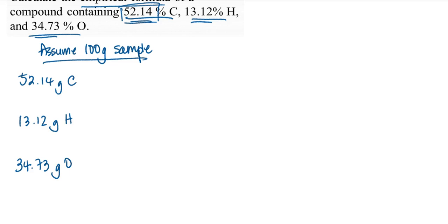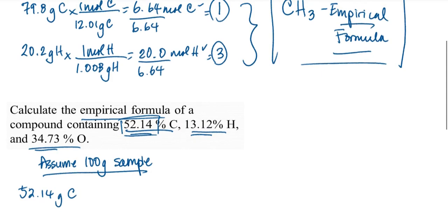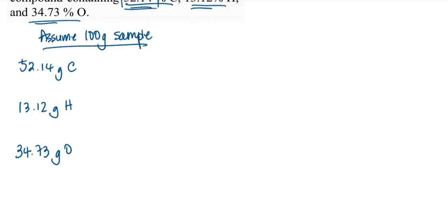And so I'm going to go ahead and do what I did in this first example that I showed you at the top of the slide. I'm going to convert to moles using the molar mass of each of the elements. And so starting with the 52.14 grams of carbon, I'm going to use the molar mass of carbon. So that would mean I would take 52.14 grams of carbon divided by 12.01 grams per mole of carbon, and that gives me 4.34 moles of carbon.